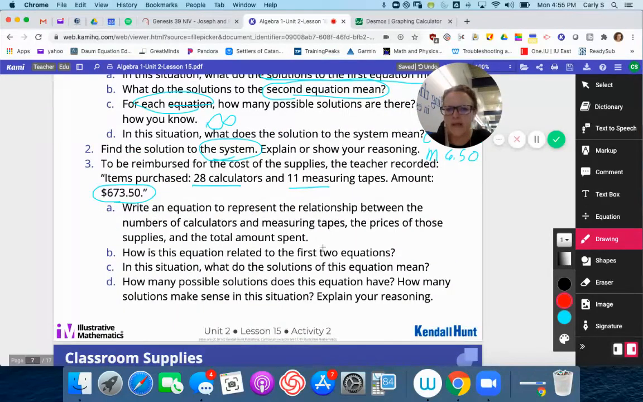Okay. How is the equation related to the first two equations? We just added them together. We added the first two equations together and got this equation: 28C plus 11M equals 673.50. In this situation, what do the solutions to this equation mean? Well, let's graph it. Watch this.